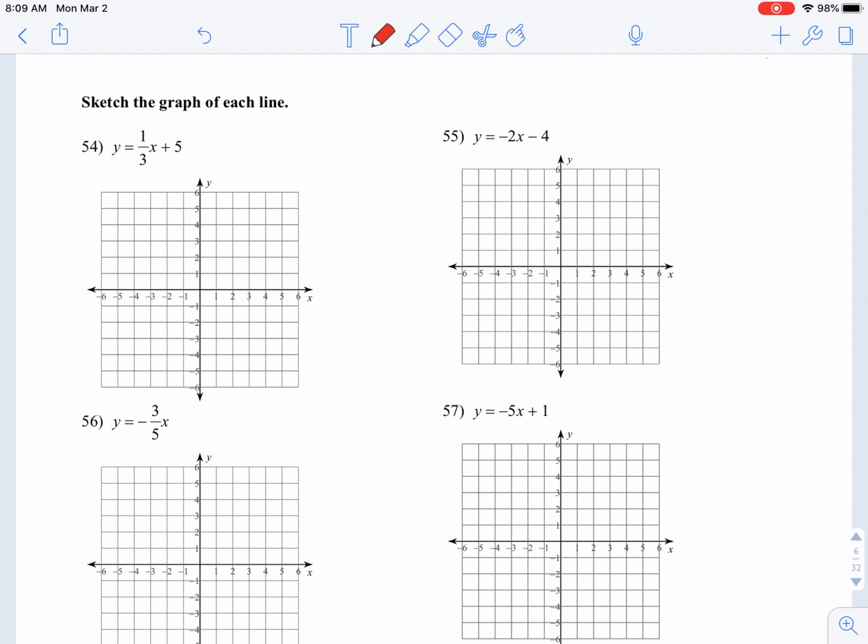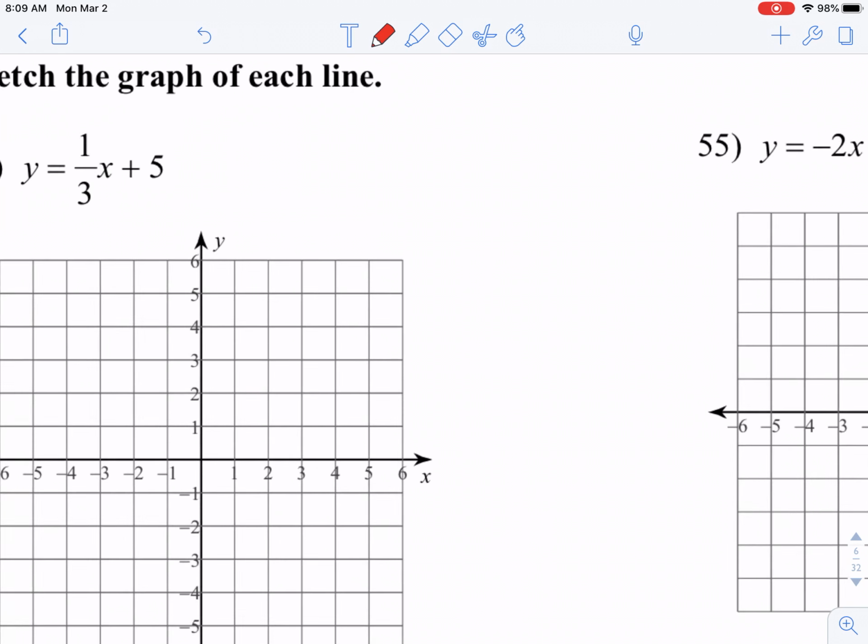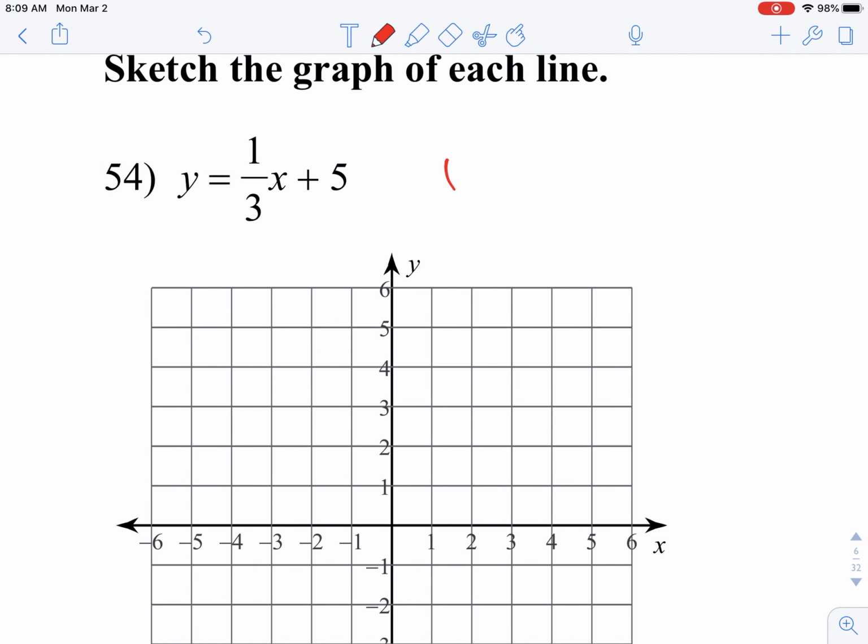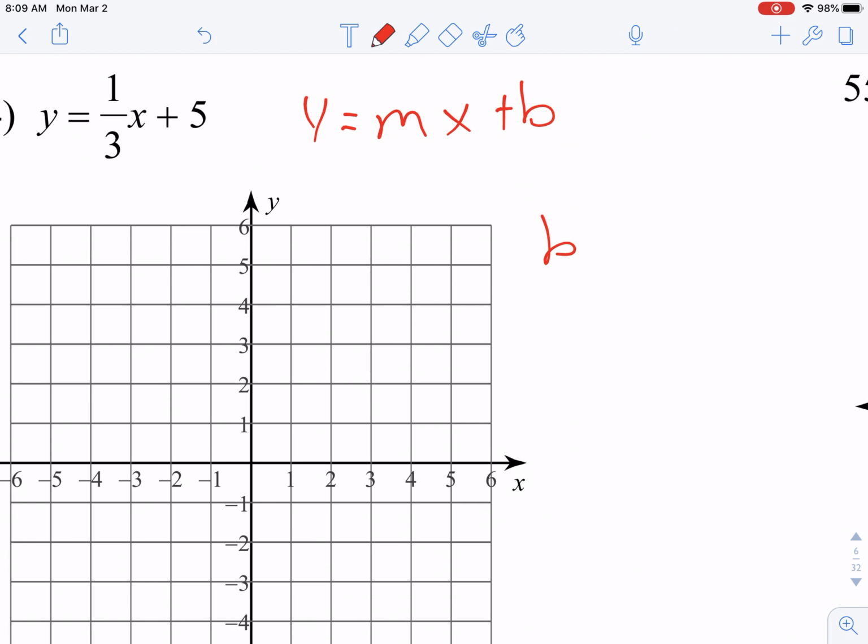So the first thing you've got to know is that we're looking at equations that are written in slope-intercept form. In other words, they're written y equals mx plus b, where b is the y-intercept and m is the slope.